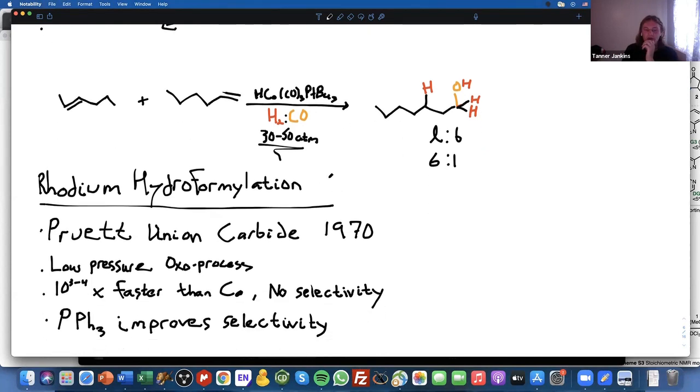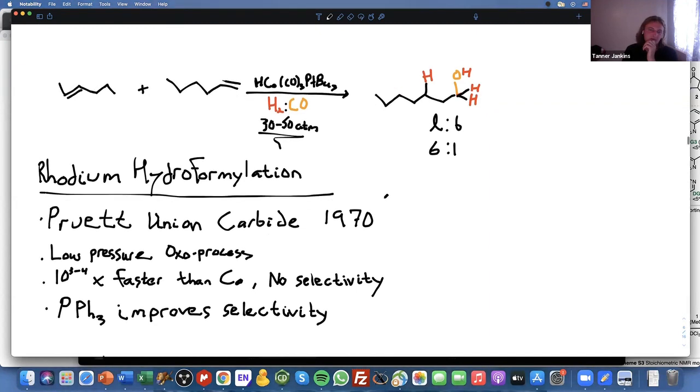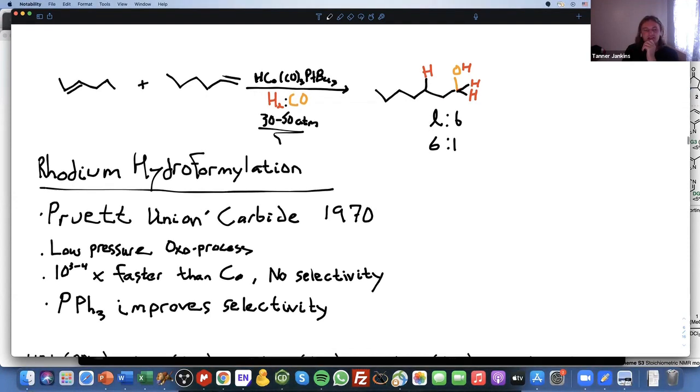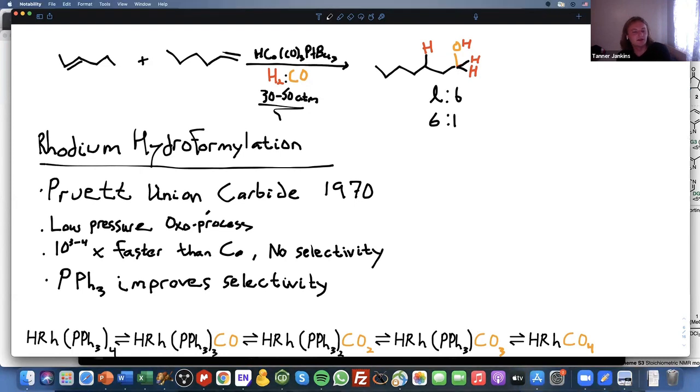And so, although this cobalt process is nice because cobalt is much cheaper, eventually hydroformylation on an industrial scale has almost completely been replaced by the rhodium catalyzed hydroformylation. And this was discovered slightly later in the 1970s by Pruitt at the Union Carbide Company. And this can take place at much lower pressures, making it more friendly to design plants.